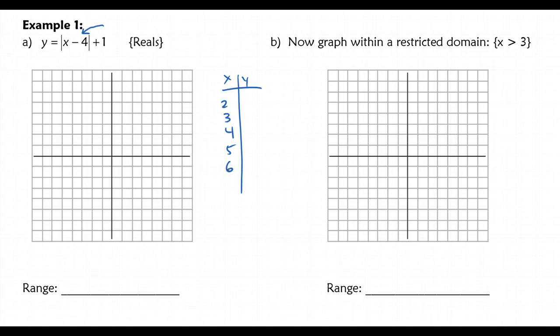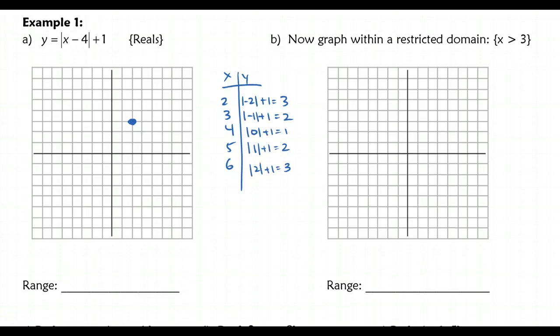Okay, so if I plug in 2 into my function here, I get the absolute value of -2 plus 1, and that is going to equal 3. So I'm going to plot the point 2, 3, and you guys can go ahead and pause it if you want and fill out this table. I'm going to go ahead and fill out the table. Okay, so here are my table values now, and I'm just going to go ahead and plot those points. So I already have 2, 3 plotted. I'm going to plot 3, 2, 4, 1, 5, 2, and 6, 3.